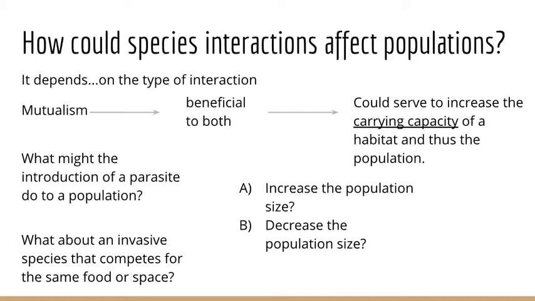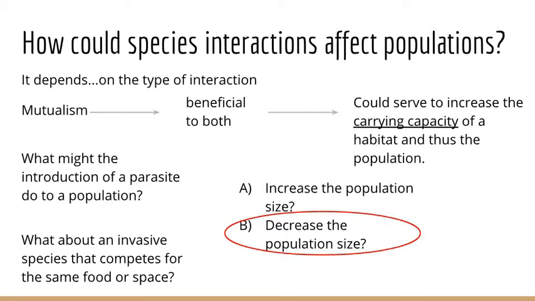Now, if we think about a different scenario, we've got a parasite. What might the introduction of a parasite do to a population? Is it going to increase the population size or decrease the population size? And same thing for invasive species. What is that going to do to a population? Both of these are going to serve to decrease the population size because they are going to have a negative effect on that population.